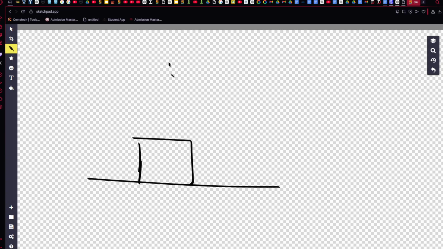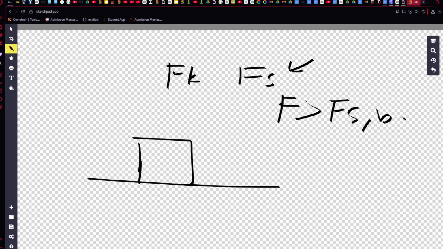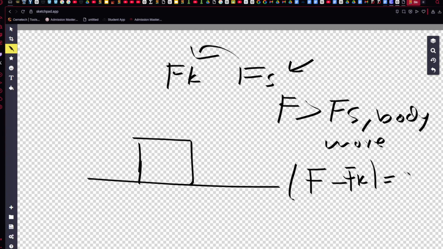The difference between f of k and f of s is that f of k is when you're moving, f of s is when you're standing still. So you need to overcome f of s in order to start moving, because you need to have a greater force than f of s for your body to start moving. And once you pass that barrier, the friction force becomes less and turns into kinetic friction force, such that F minus F of k is equal to your net force.